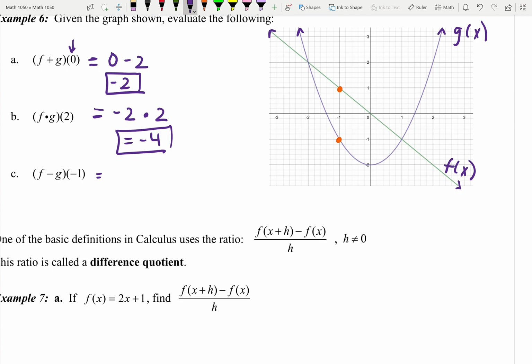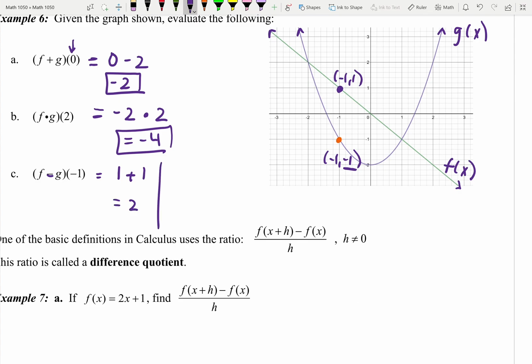So find f of negative 1. That's your green one, and that is 1. If x is a negative 1, you're right here, which is a y value of 1. In case it's confusing, that's just negative 1, 1. This one right here, negative 1, negative 1. So f of negative 1 is 1, and g of negative 1 is right there. It is minus 1. Now look at this. You're subtracting a negative 1. Minus a negative 1 is a plus 1, and that's a 2.